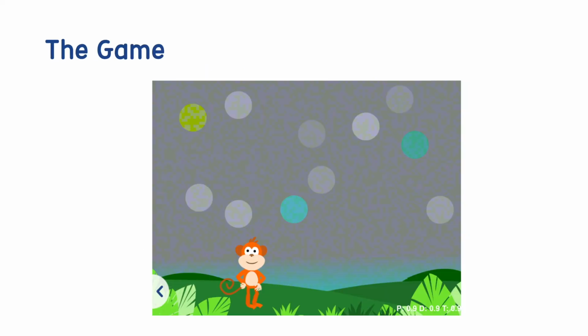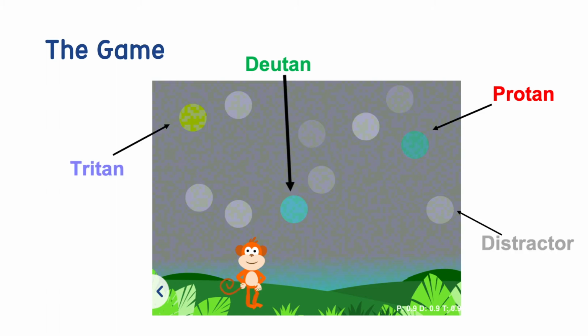So moving on to explain the game itself, children are shown 3 coloured targets, a protan target, a deutan target and a tritan target, and 8 achromatic distractors. The monkey character will ask the child to tap a coloured spot. When the coloured spot is tapped, an animation appears with a sound.